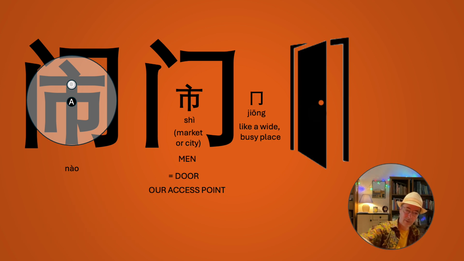And the big character is actually the door, is a door. It's also the character of man. And that's our access points. And what do we see at the other side? It's a character of she, or market, or city even. You can even have the character there which has a reference to a busy place.